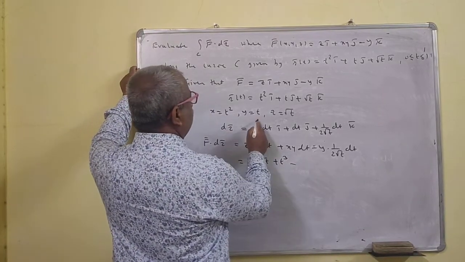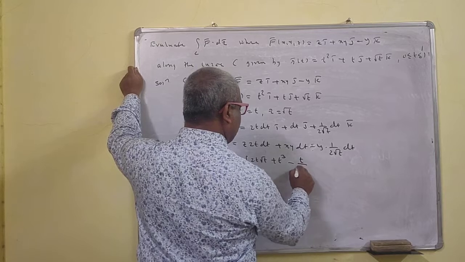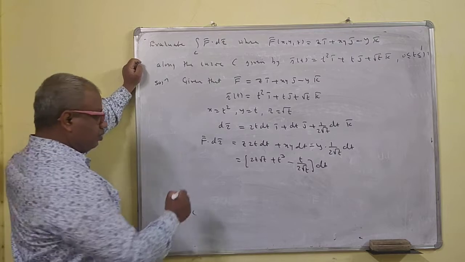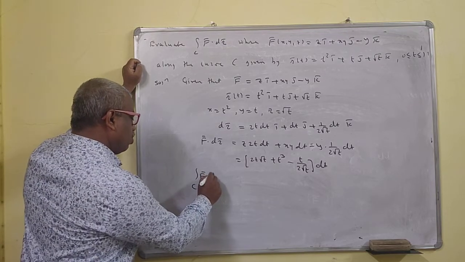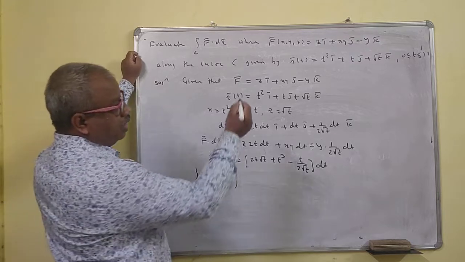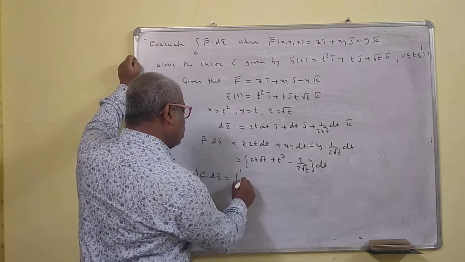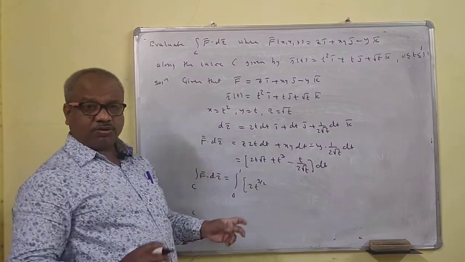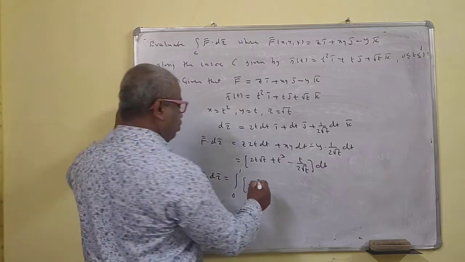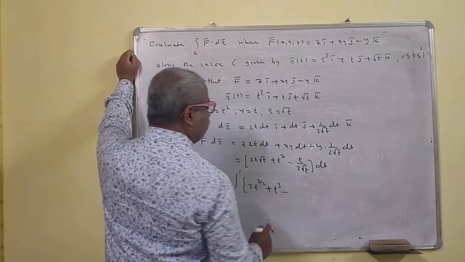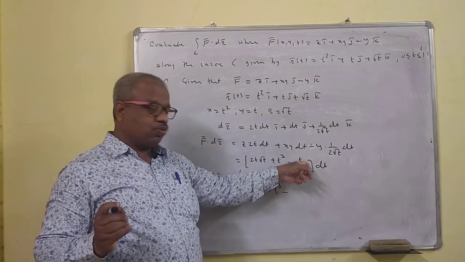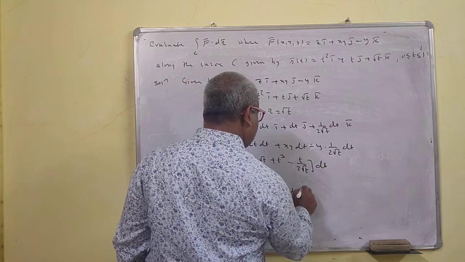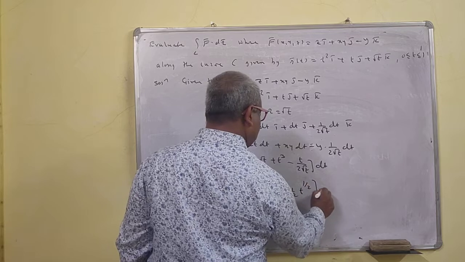What is the value of y? The value of y is t. So t upon 2 root t dt. Very simple now. So the integration over C of f bar dot dr bar, the range of t is given to you, that is 0 to 1. So this is 2t raised to 3 by 2. To evaluate the integral, you have to convert this in terms of powers of t. So plus t cube minus t upon root t; root t into root t gets cancelled, so t raised to half. So minus 1 half t raised to half dt.